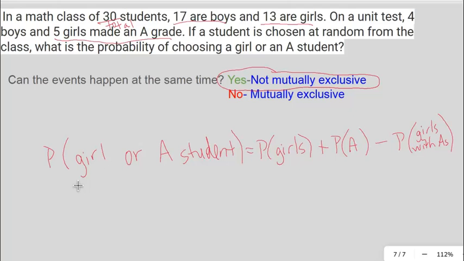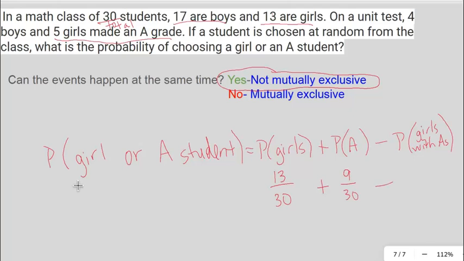If you use this formula and you don't have any that are in common, then that's okay. You would just be left with the first two. So when in doubt, I would say write out the formula, and if you just end up with a 0, it's okay. So how many are girls? Well, we have 13 out of 30 total. How many have A's? Well, we have to add boys and girls. So 4 boys and 5 girls have A's, so that's 9.